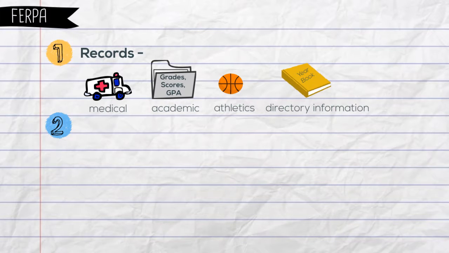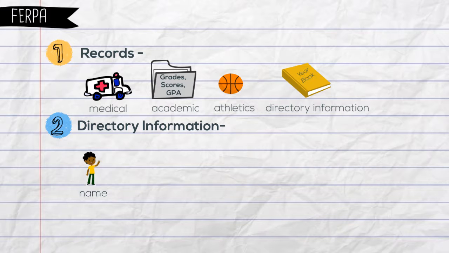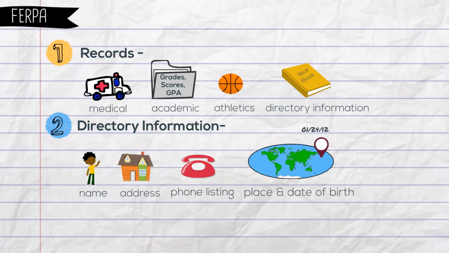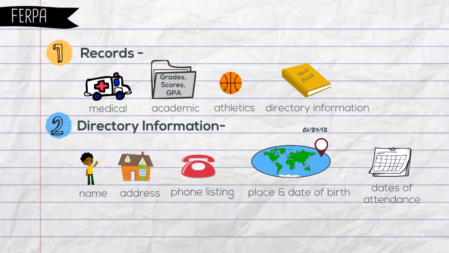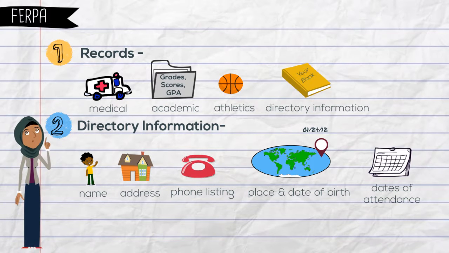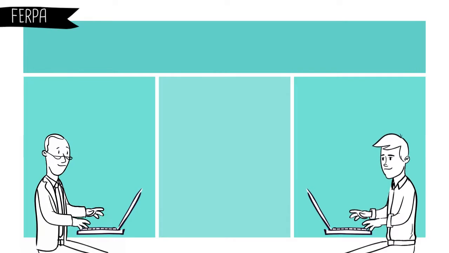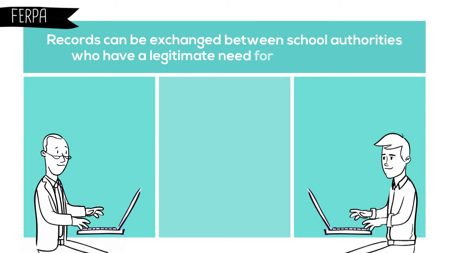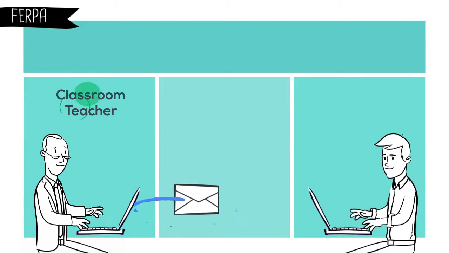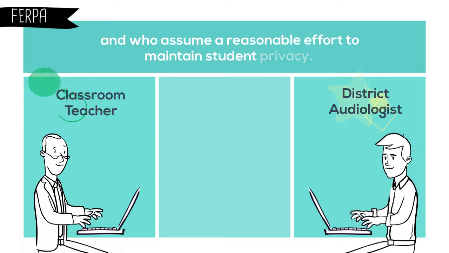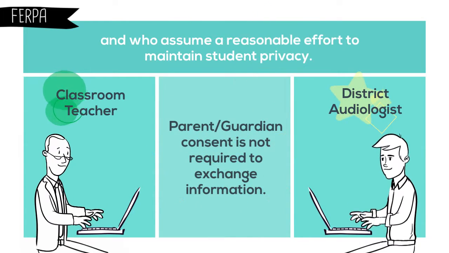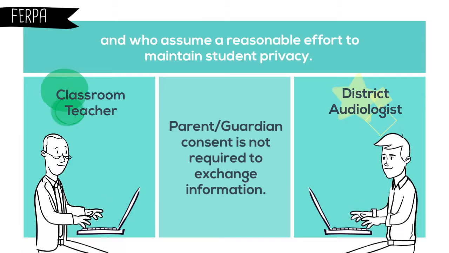Schools can share what is called directory information without permission from parents and guardians. Things like name, address, phone listing, place and date of birth, and dates of attendance. However, FERPA dictates that parents and adult students have the right to opt out of sharing this type of information. Records can be exchanged between school authorities who have a legitimate need for the information and who assume a reasonable effort to maintain student privacy. Parent-guardian consent is not required to exchange information.